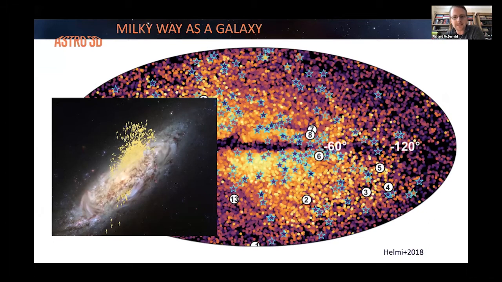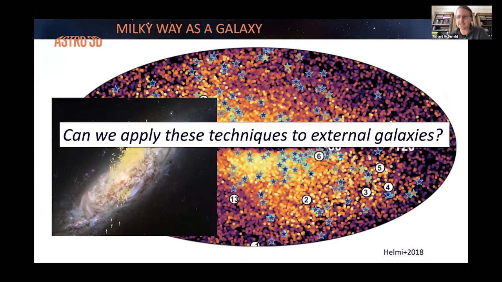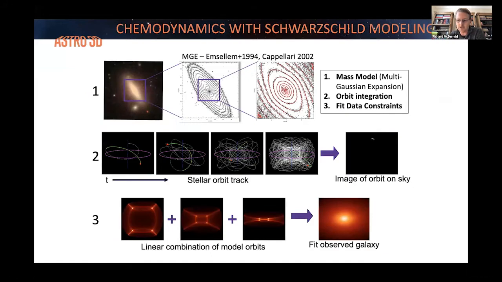So the question is, can we apply these kinds of techniques to external galaxies? Okay, so I'll hopefully convince you that we can at least make a start on this. And the approach we're going to use is what we're calling chemodynamical modeling with the Schwarzschild dynamical modeling method. And the way that this method works is we first start by establishing the gravitational potential. Usually this is done by describing the light of the galaxy and then converting this to mass somehow, but you can make it more complicated if you like.